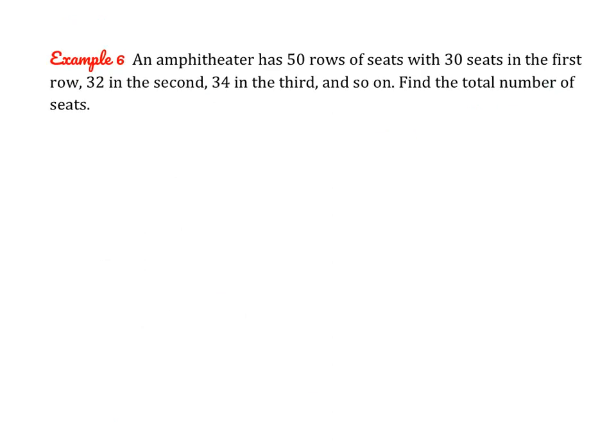All right, so now we're going to move on to more of a word problem. So this says an amphitheater has 50 rows of seats with 30 seats in the first row, 32 seats in the second row, 34 in the third, and so on. Find the total number of seats. So when they say the total number of seats, really they're asking us to find the sum of the first 50 rows in this amphitheater.